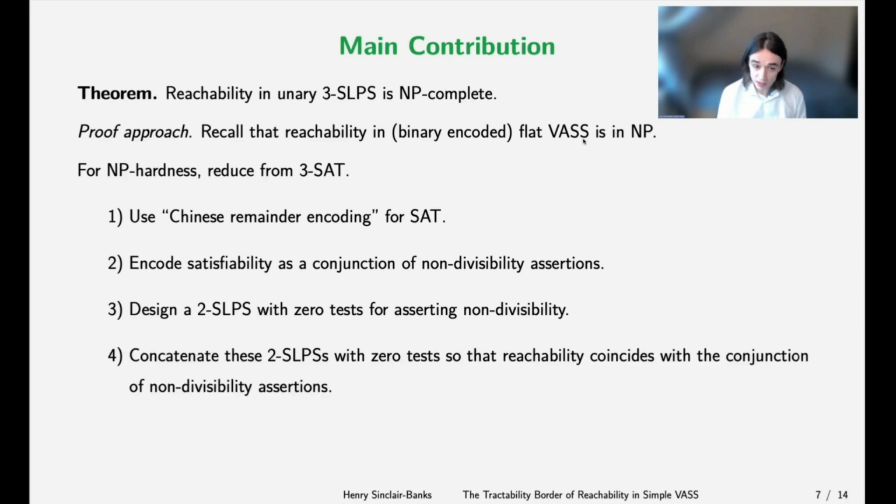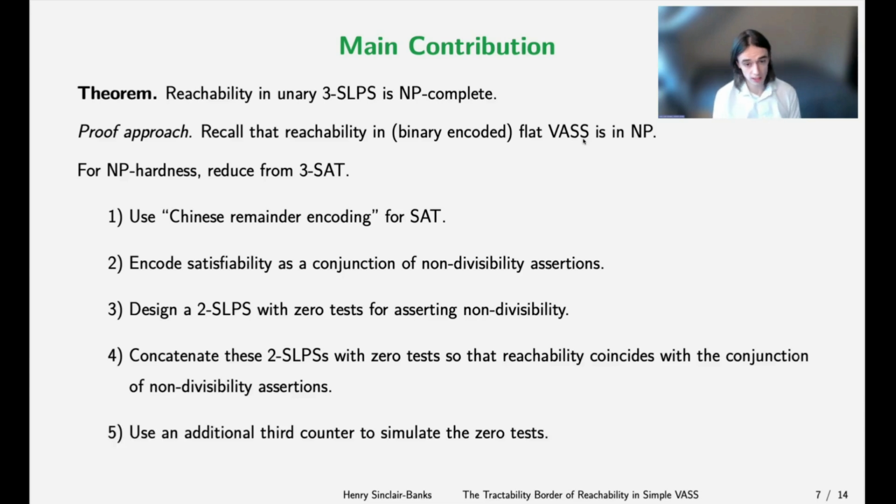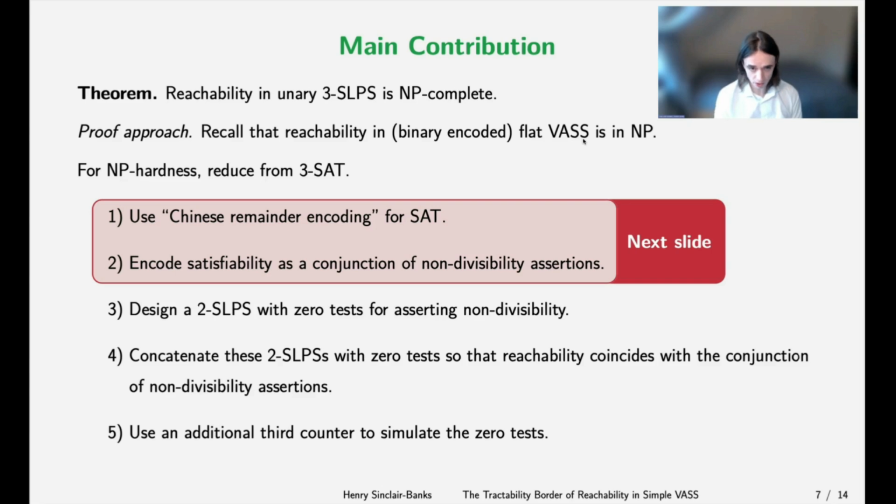And then we'll concatenate these 2-dimensional simple linear path schemes with 0 tests so that reachability in that system coincides with the conjunction of non-divisibility assertions. Indeed, this coincides then with the instance of SAT. And then at the end, we'll use an additional third counter to remove the 0 tests and therefore simulate them. And so this will be the following slide. I'll show you what the Chinese remainder encoding is for SAT and how this can be used to construct a conjunction of non-divisibility assertions that implies SAT.